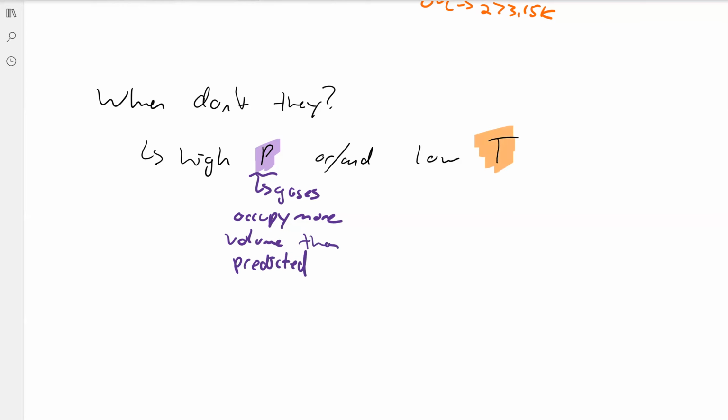And then also at low temperatures, when the molecules are at low temperatures, they're moving very slowly. And so when they come in contact with one another, they can really stick to one another because they are attracted to one another.